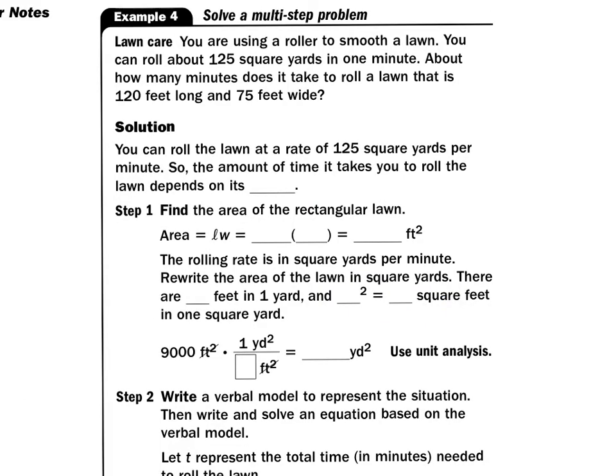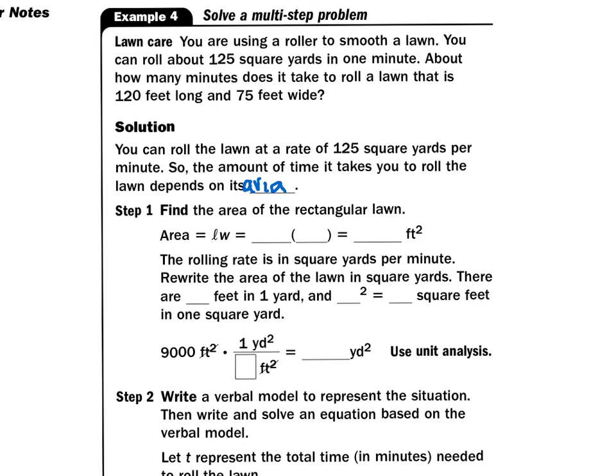Okay, example 4. Lawn care. You're using a roller to smooth a lawn. You can roll about 125 square yards in 1 minute. How many minutes does it take to roll a lawn that's 120 feet long and 75 feet wide? You can roll the lawn at a rate of 125 square yards per minute, so the amount of time it takes you to roll the lawn depends on its area. So we need to find the area of the lawn.